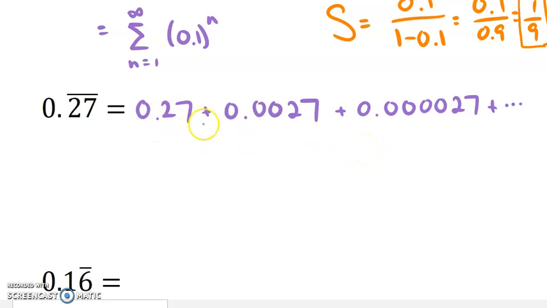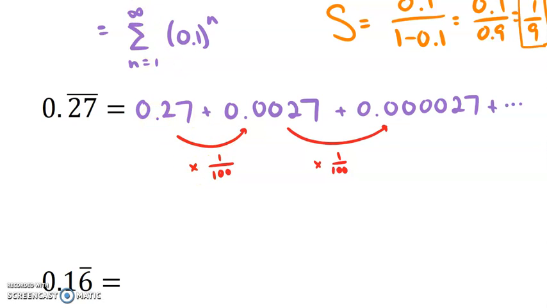Now, we're not multiplying by 0.27 each time, right? Because then the digits would change. To get from here to here, we're moving the decimal 2 places to the left, so we're multiplying by 1 over 100, or 0.01, you can use either one. To get from here to here, we're again multiplying by 1 over 100. So the geometric series here has an initial value of 0.27, and an r value of 1 over 100.